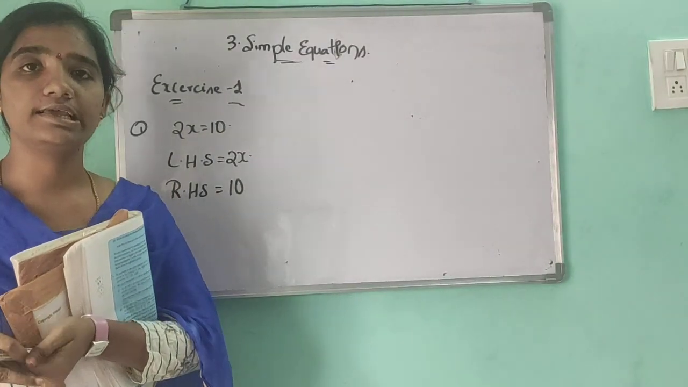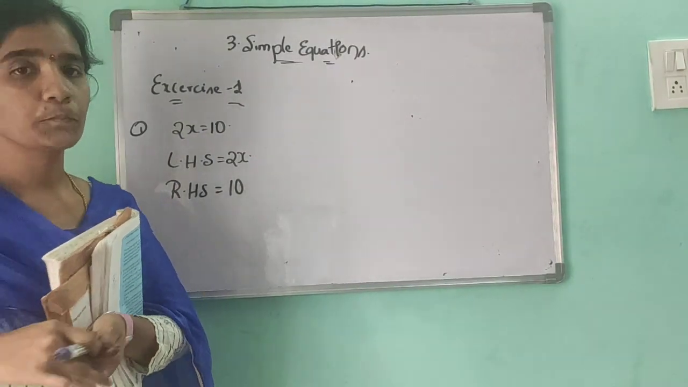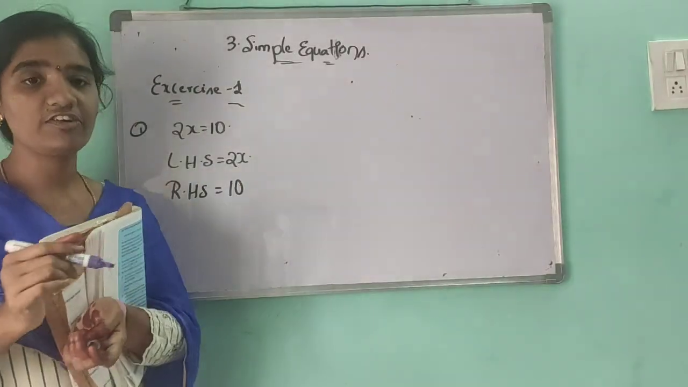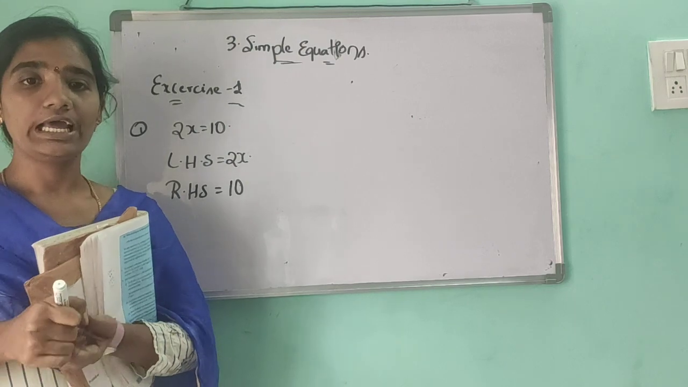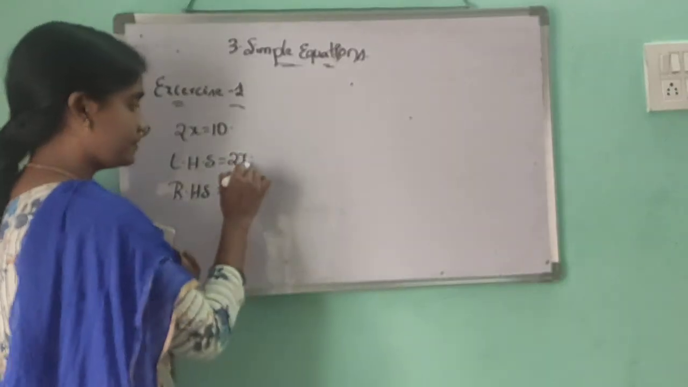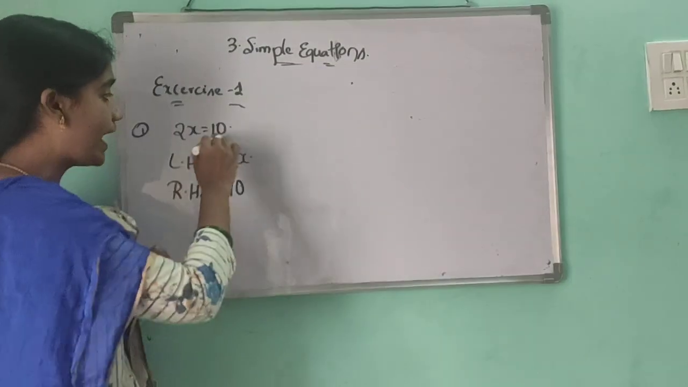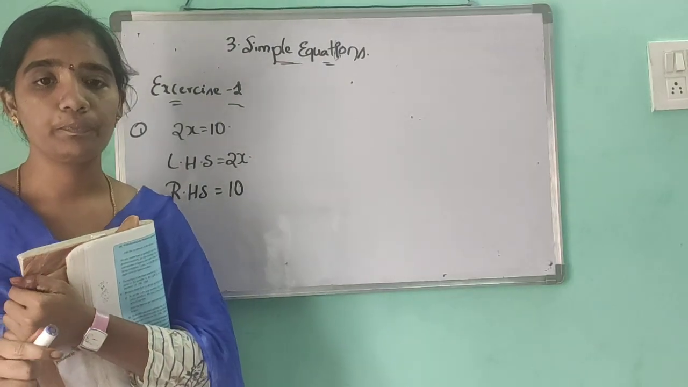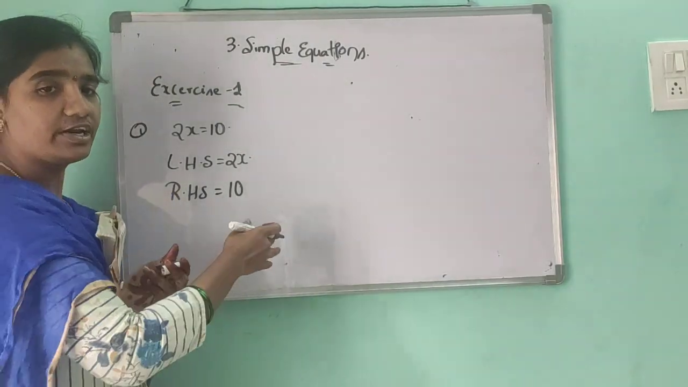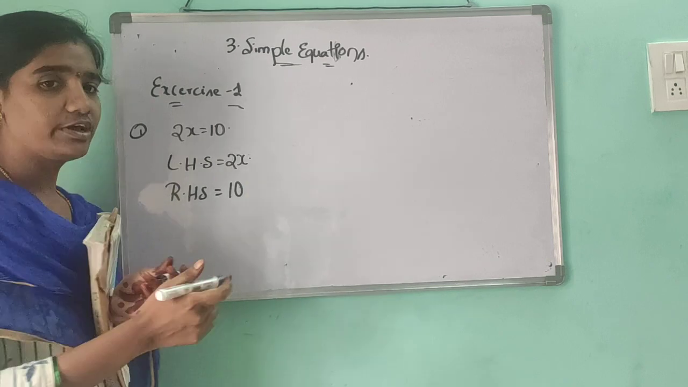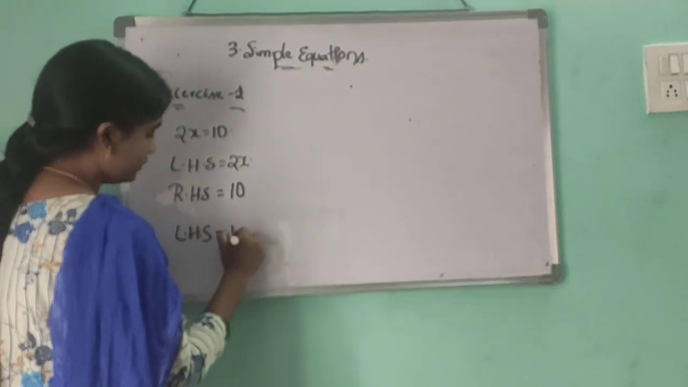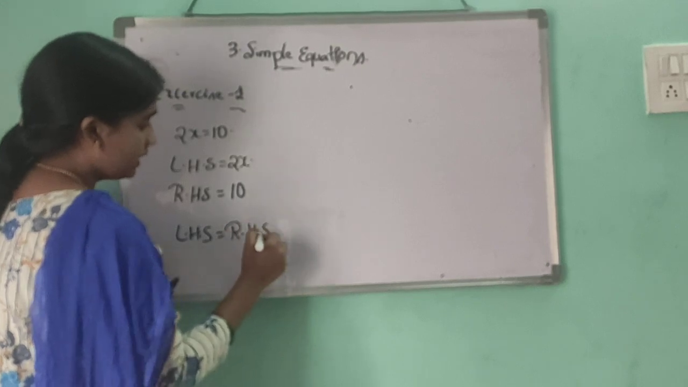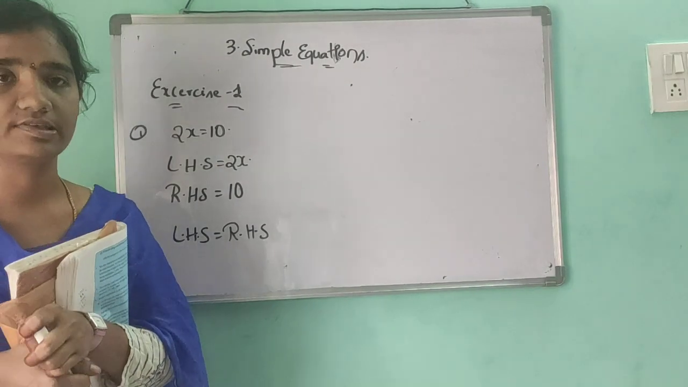Every simple equation has a variable. We should find the value of the variable for which the equation is satisfied, that is, for which LHS equals RHS.